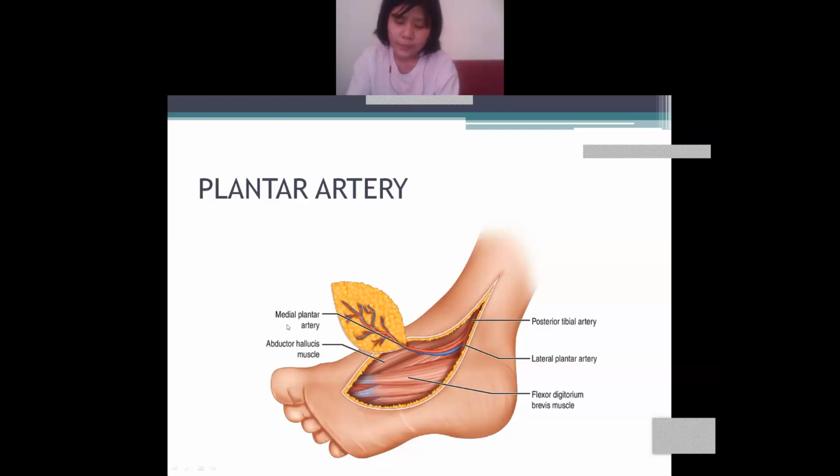So the plantar artery supplies the structures of the sole of the foot. This is the sole of the foot, and this artery is divided into different branches. That is the dorsalis pedis artery. Pedis means this side, the dorsalis pedis artery, from which the plantar arch forms.